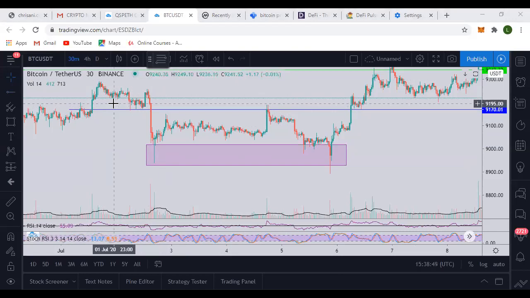So this blue line now was a support. But if you notice now, look at this long red candle here. It showed that the support got broken.